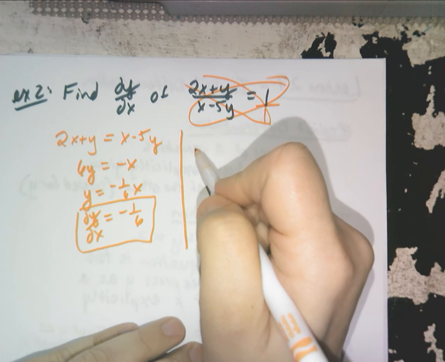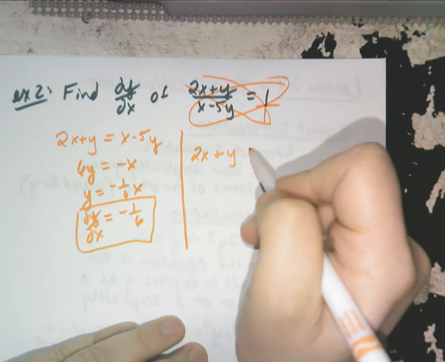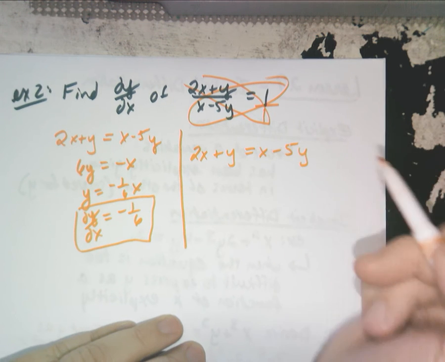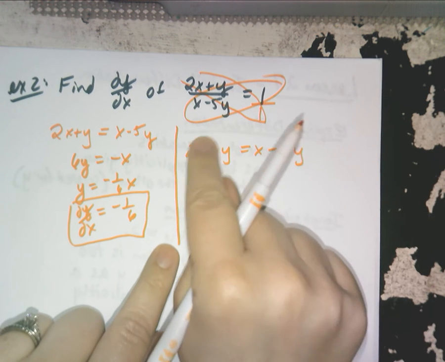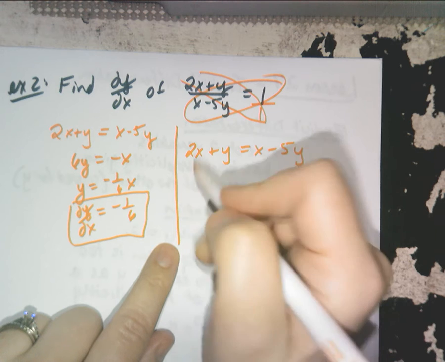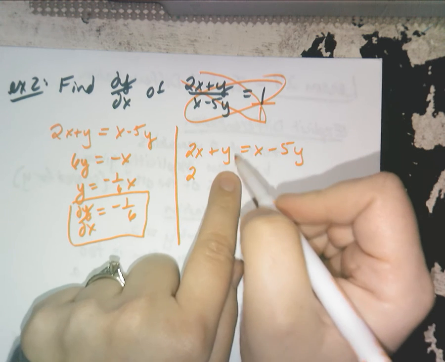Let me show you, though, the new way of doing it. 2x plus y equals x minus 5y. Okay, ready? What's the derivative of 2x? 2. What's the derivative of y?